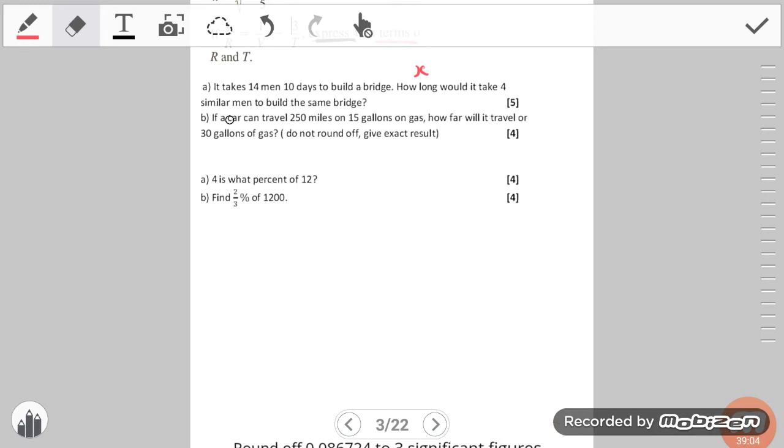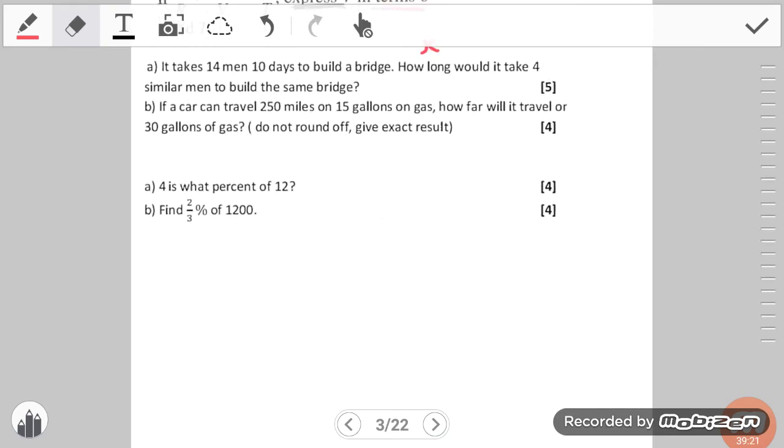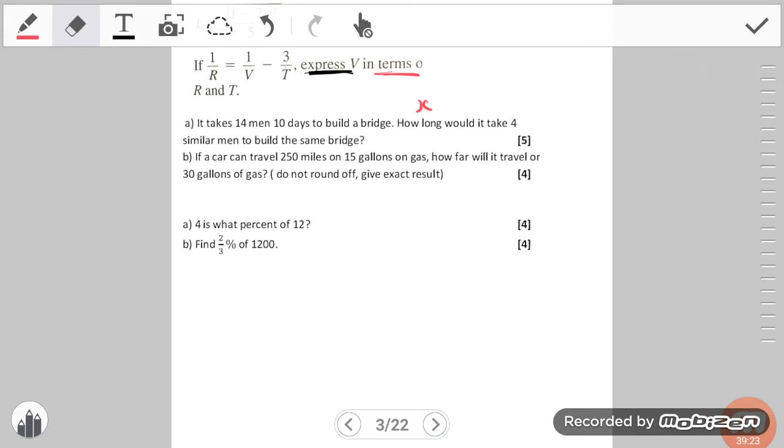Now part B says here that if a car can travel 250 miles on 15 gallons of gas, how far will it travel on, part of it is cut off here guys, it's actually supposed to be on, it just looks like or, but it's on 30 gallons of gas. And do not round off, give an exact value.